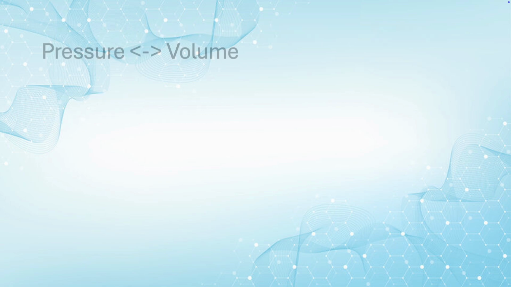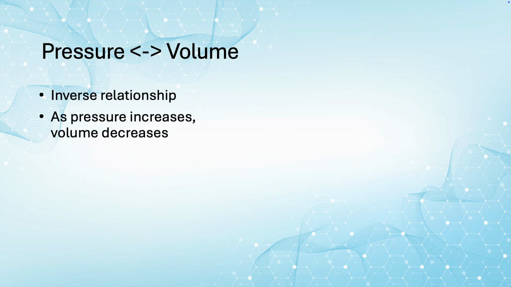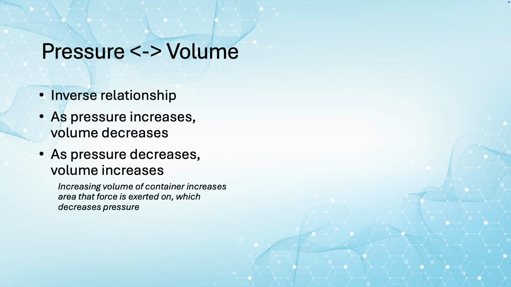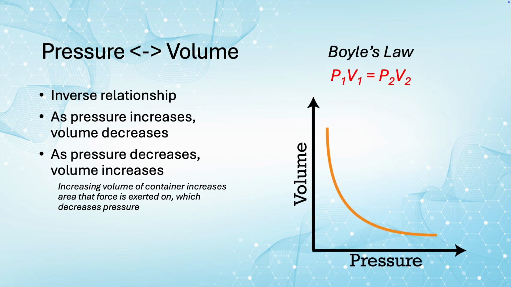First, there's an inverse relationship between pressure and volume. In other words, as pressure increases, the volume decreases. As pressure decreases, the volume increases. We can understand this using the definitions for pressure and volume. If we increase the volume of the container of the gas, we increase the amount of area that the gas exerts its force, thus decreasing the pressure. This law is known as Boyle's law.